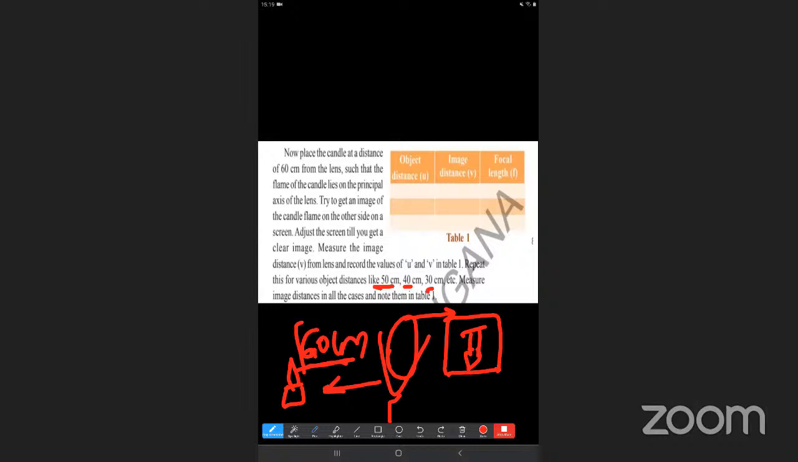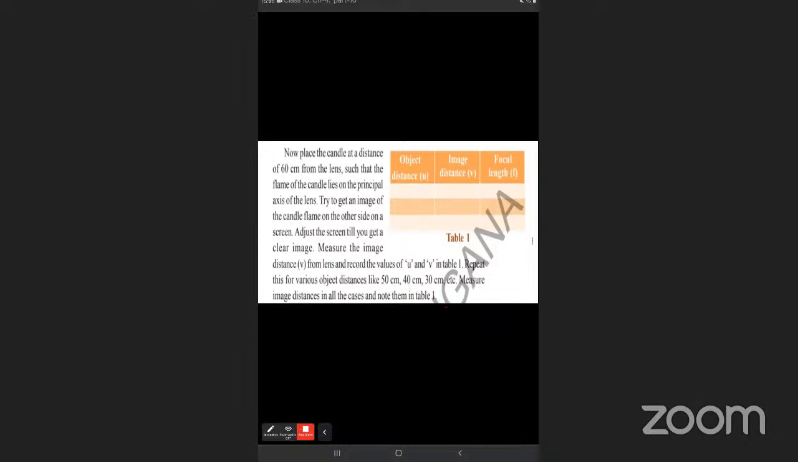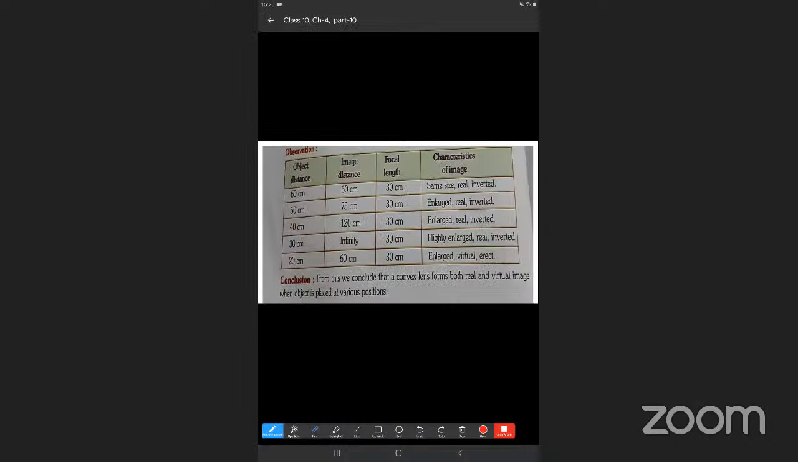In the first case, we have taken 60 centimeters distance from the object to lens. Next time, we have to take 50 centimeter distance from object to lens. Now, in the third case, we have to keep the object 40 centimeter distance from the lens. So, like that, we have to check the image position on the other side of the lens. Now, here when we repeat this activity for various distances, we'll get the image also at various distances.